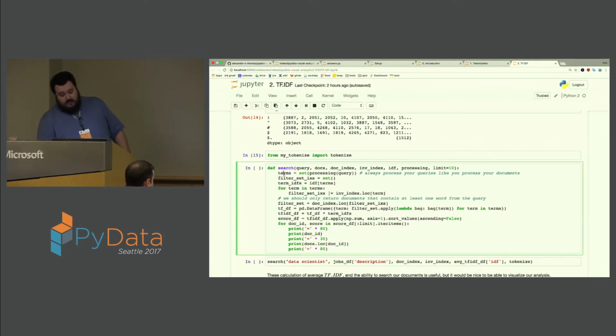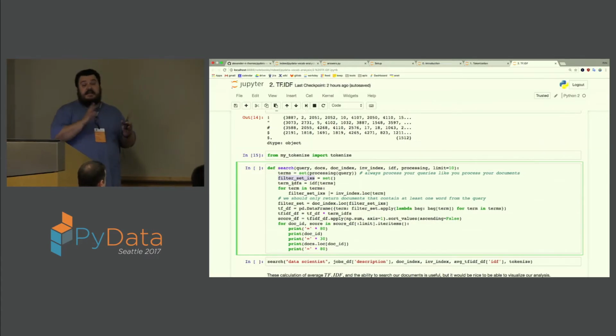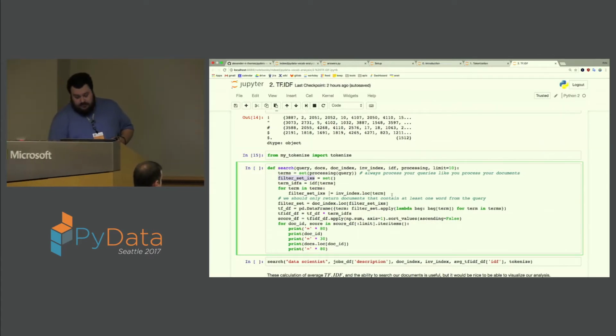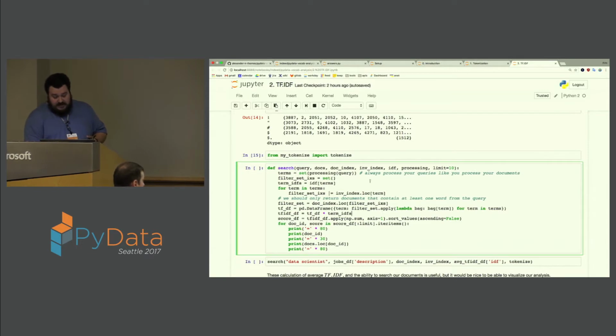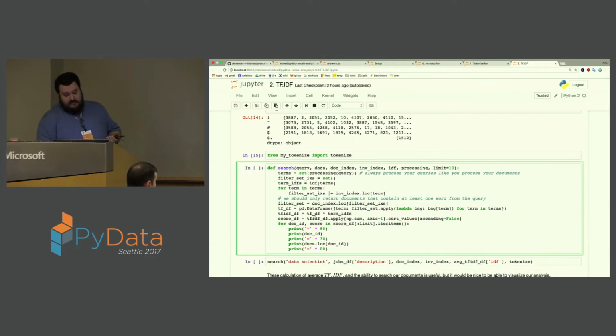So now we have these terms. We can get out the filter set, the set of IDs that contain any of our terms. So that's what we're doing here. So when we have that filter set, we can then get the TF for the terms that are in our query. Now we have the term IDFs for our terms. So we multiply that. Now we have our TF.IDF. We do our score. We just sum them. And we sort.